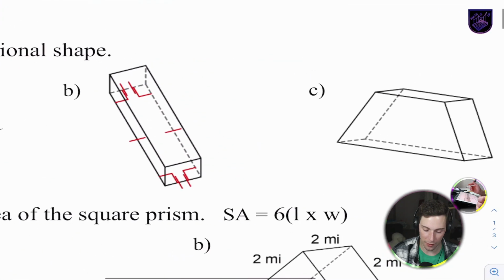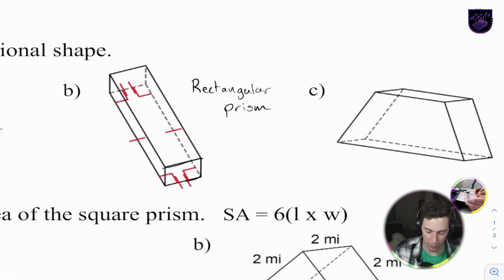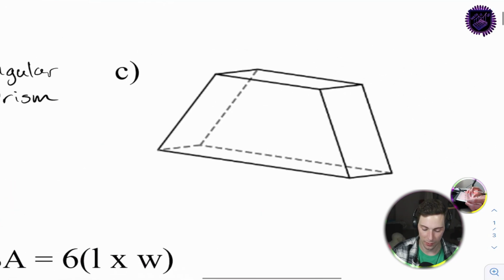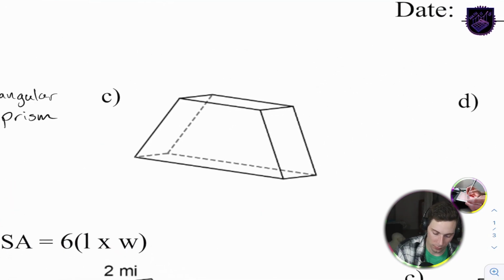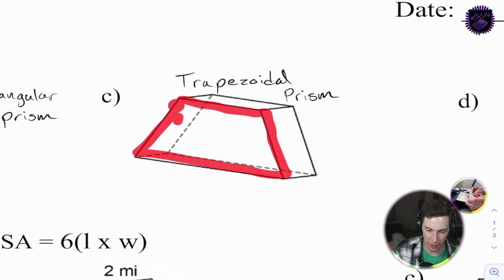The next shape we have is a rectangular prism. It is a rectangle shape, so if we look here, it's stretched along another dimension. This one is a trapezoidal prism. This is another one where we have our trapezoid shape, a 2-dimensional shape, but then it's stretched in a 3rd dimension here.